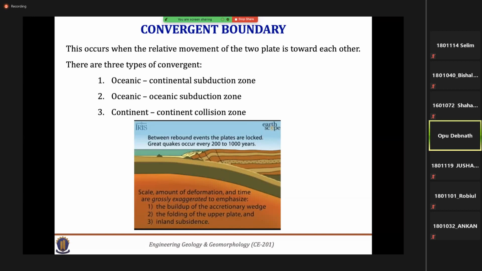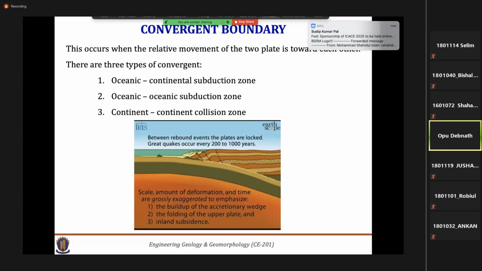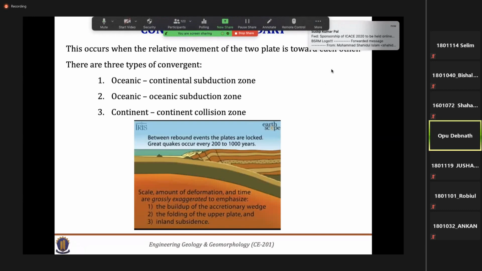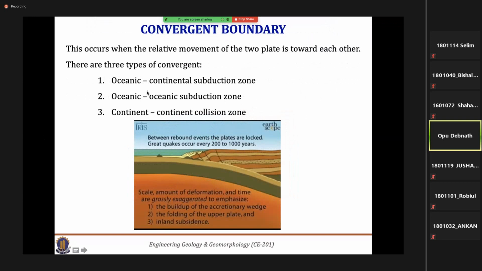From the name, these types can be easily understood. Suppose for the first one, oceanic continental subduction zone. That means one tectonic plate is an oceanic plate, that means an ocean bed, and another one is the continental plate. That means this one is from the land portion. Okay. And the next one, oceanic subduction zone.